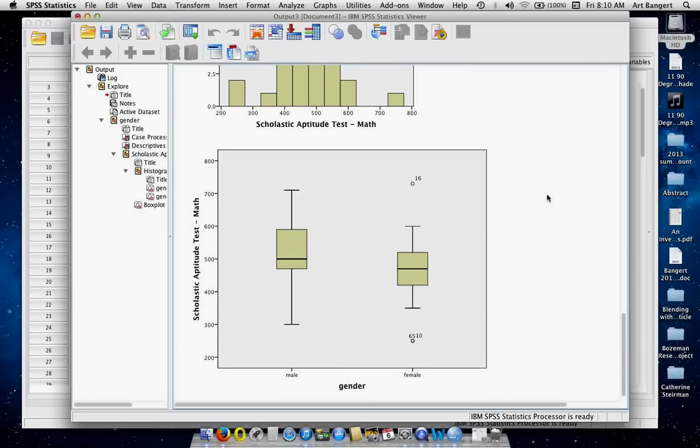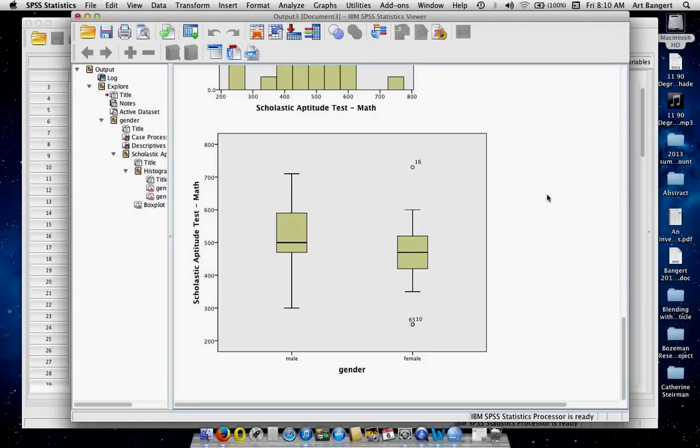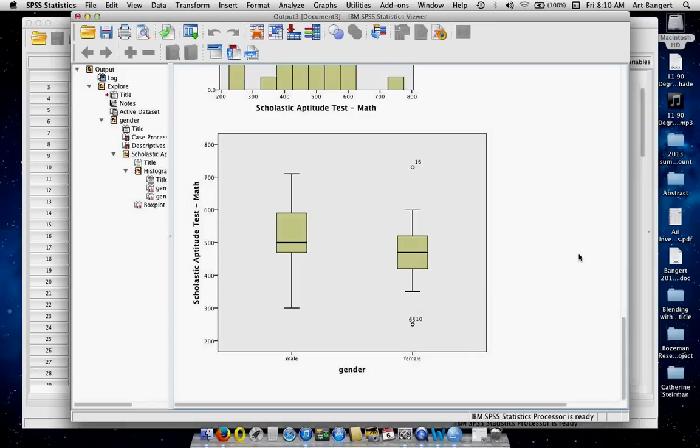We also get what are called box plots. Box plots also provide us some idea of how variable our data is. For example, data points that are above what we call the whisker are considered outliers. And we can see, for the female group, we have two outliers in this particular data set.